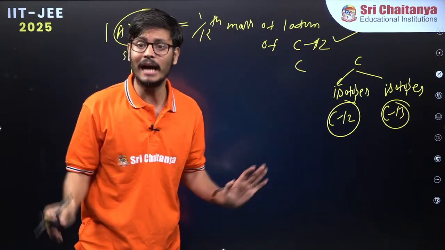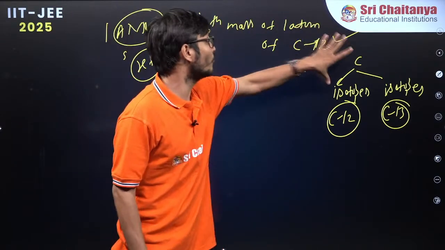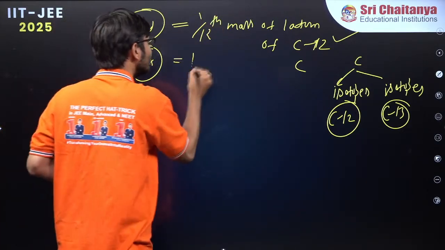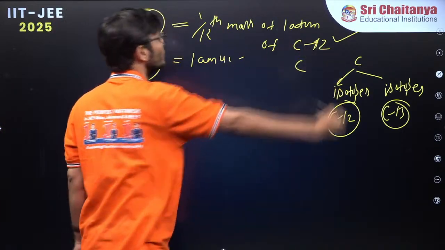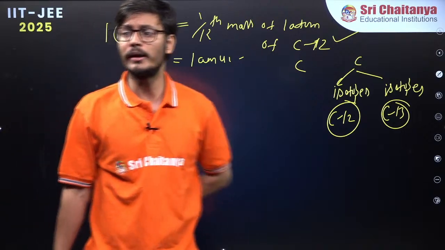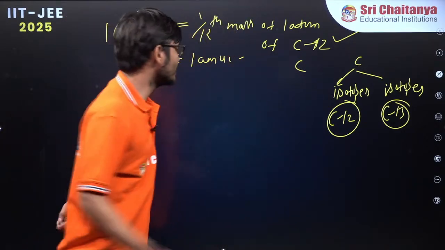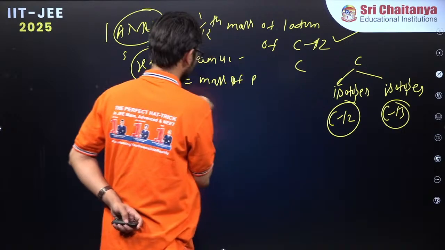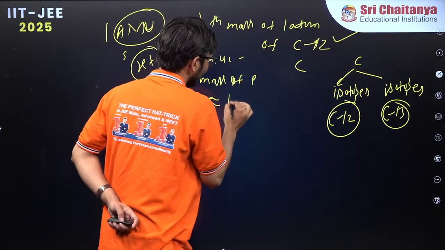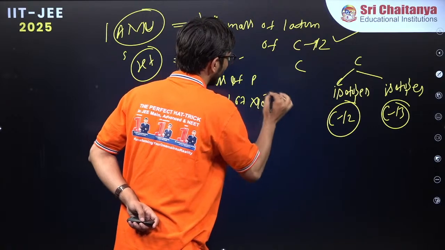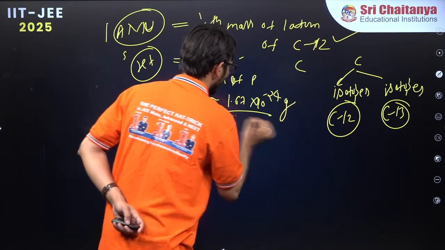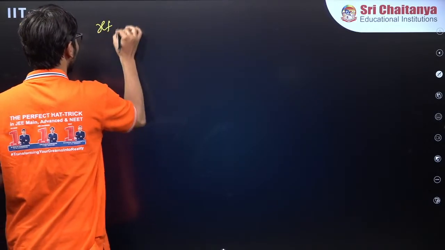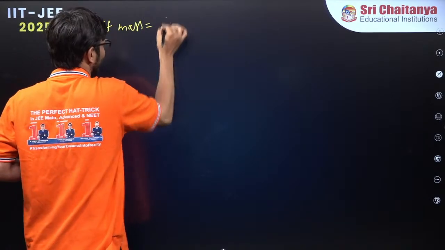So scientists say, very good, 1/12th mass of one atom of carbon-12, let us consider a reference. And what was that reference called? This reference was called 1 AMU, which is nothing but actually the mass of proton or neutron, which is approximately 1.67 into 10 to the power minus 24 grams. Okay, I'll come to this later. For now, I have a reference. What is that reference mass? Reference mass 1 AMU.